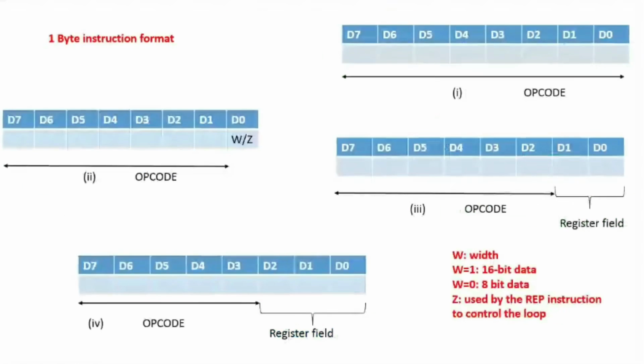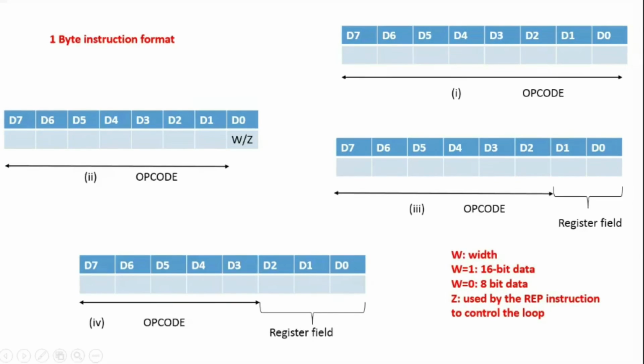To understand this in a better way, see this slide. We have an 8 bit, 1 byte instruction. In that instruction, I'm using all 7 bits for opcode, and the 8th bit, that is D naught, can be either W or Z. W defines the width. If W is equal to 1, then the data is 16 bit. If W is equal to 0, the data I'm going to deal with is only 8 bit. As mentioned earlier, Z is used by the repeat instruction whenever I'm executing any kind of loop repeatedly inside a program.